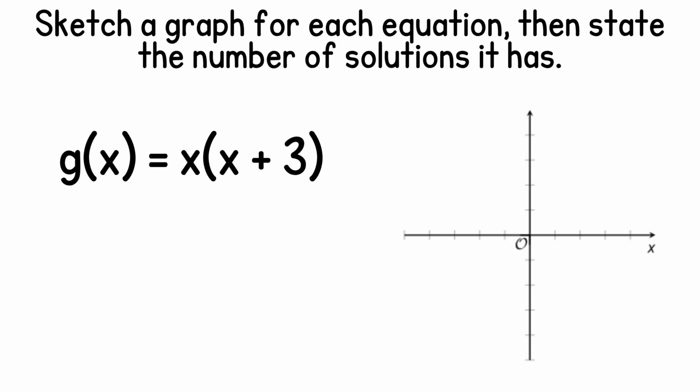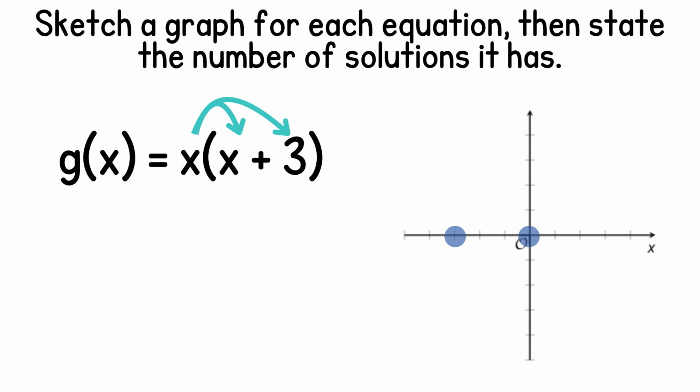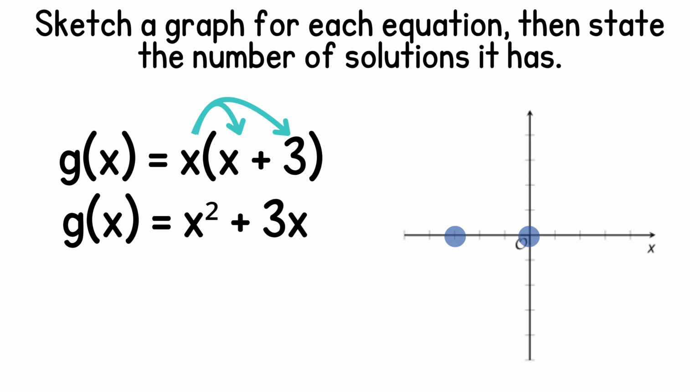Our next one says g(x) = x(x + 3). This one's in factored form. So let's set each term equal to 0 to find where the x-intercepts will happen. x = 0 is already solved. So we'll solve the next equation by subtracting 3 from each side. This gives us x = -3. So we'll put our x-intercepts at 0 and -3. If we expand this equation to put it in standard form by multiplying the x by the parenthesis, we'll get x squared + 3x. And now we can see that the a value is positive 1. So this tells us that our parabola will go upward. And now we can see that this one has two solutions where those x-intercepts are.